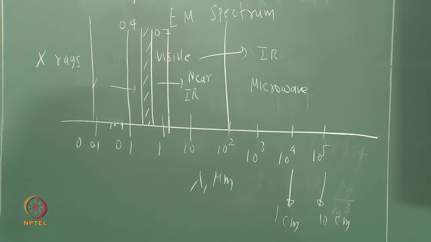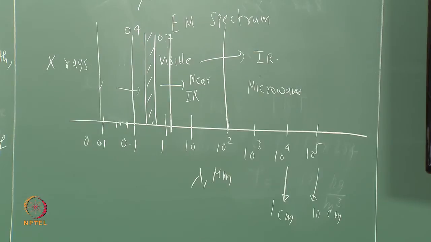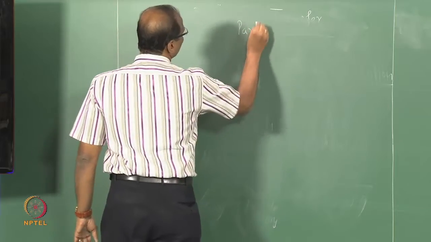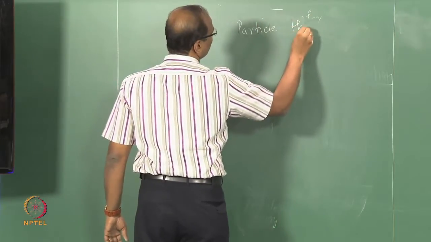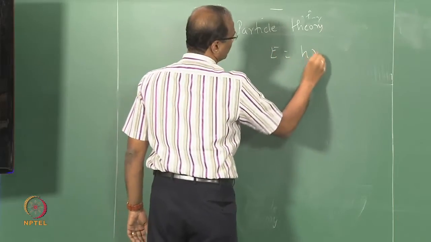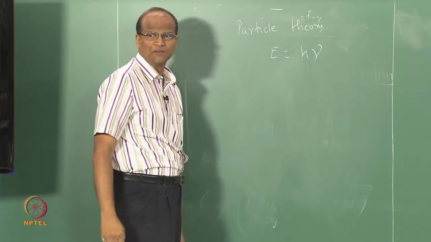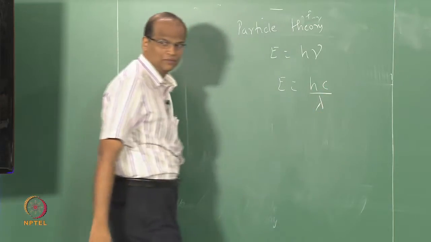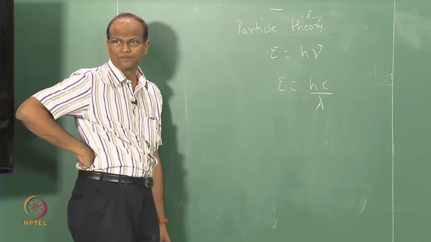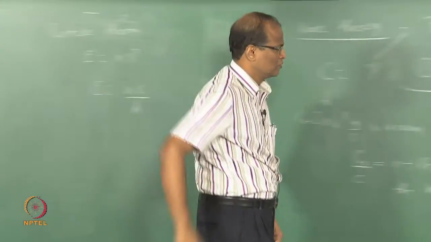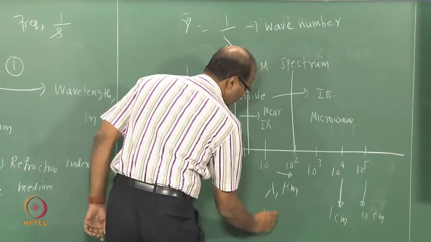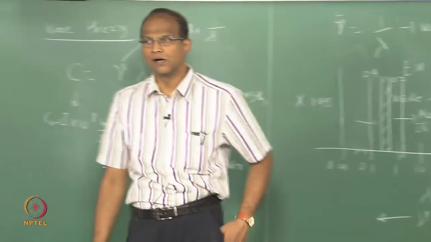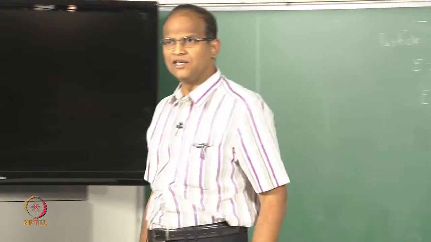Now, according to the particle theory, basically the quantum theory, E is equal to h nu, the energy associated with the particular radiation. Okay. E is equal to hc by lambda. So when lambda is going like this, nu is going like this, correct? Increasing lambda is towards the right side and increasing nu is towards the left side.